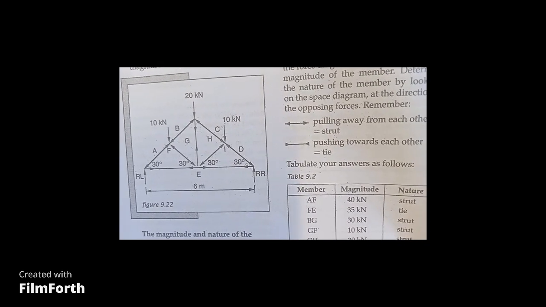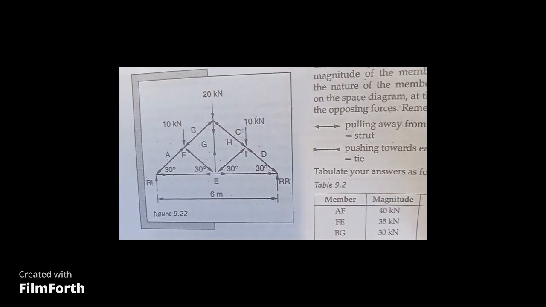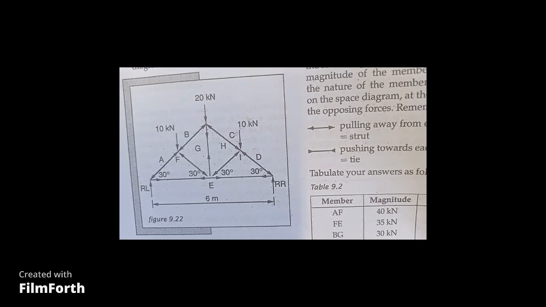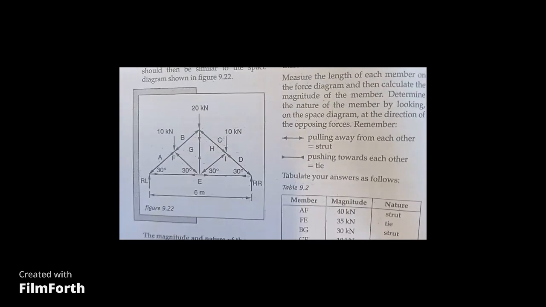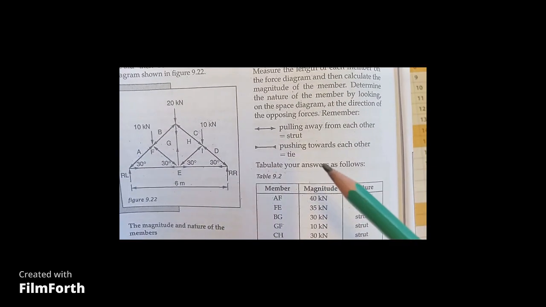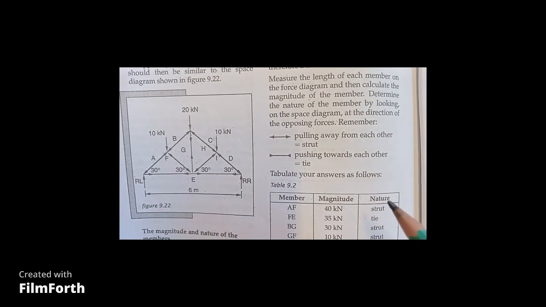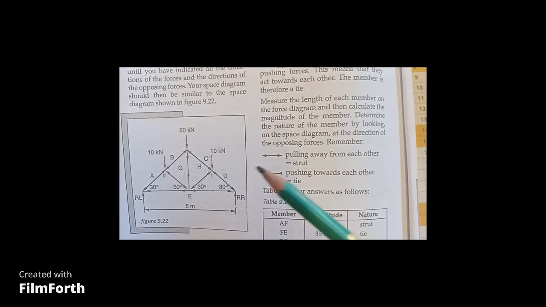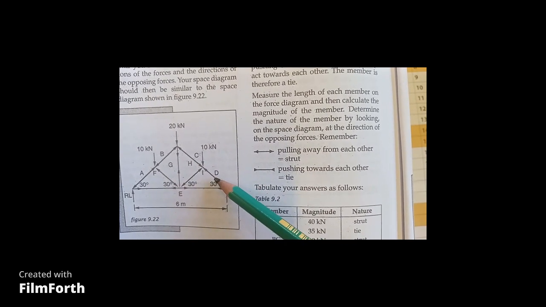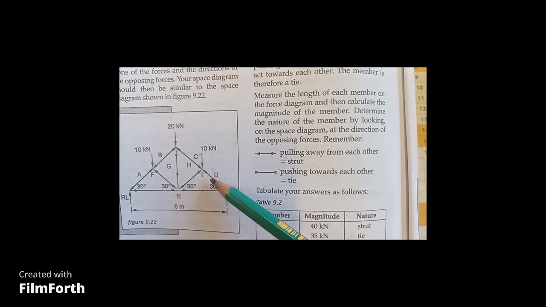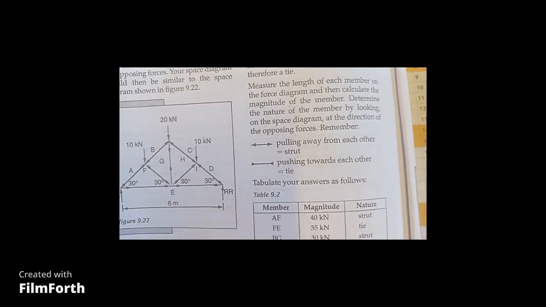Today we'd like to do a frame or truss analysis using the graphical method. So the frame that you see here is the one that we want to analyze. When we analyze, what we like to do is, number one, get the magnitude of the reactions, and number two, analyze each and every member, check its magnitude, and also determine the nature of each and every member. So this is what we have to do.